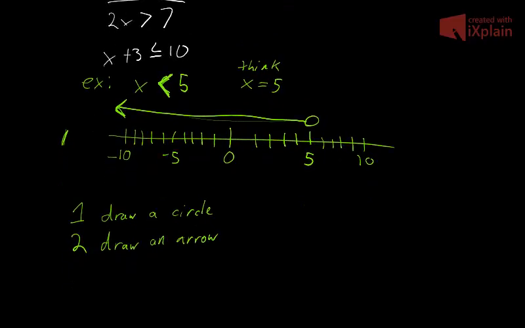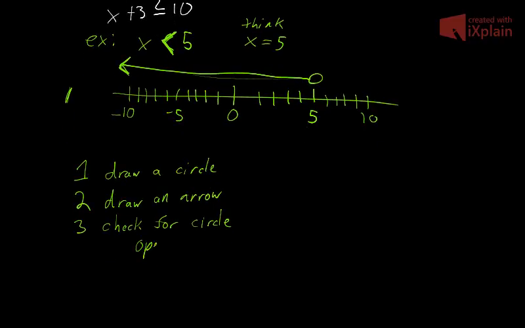And last but not least, step 3 is to check if we need to fill in the circle. The circle tells us whether or not we want to include 5. So is 5 less than 5? The answer is no, it's not, so it's going to be open. A little note here: open means we're going to exclude, and closed means include. An open circle just means we don't fill it in. A closed circle would look like coloring it in like this, but we're not going to do that because we are not including 5.